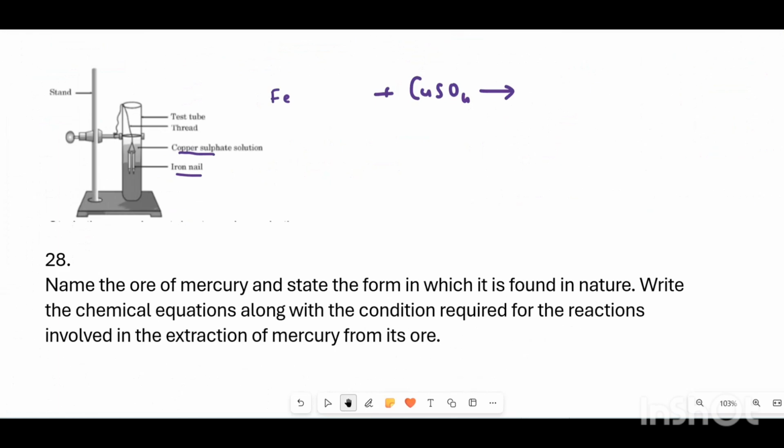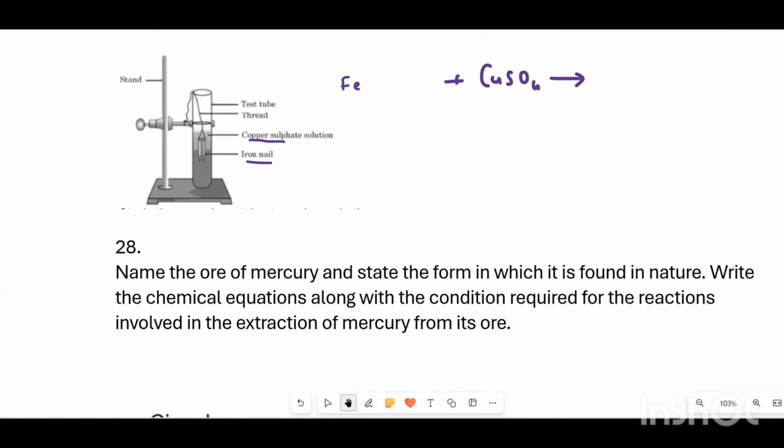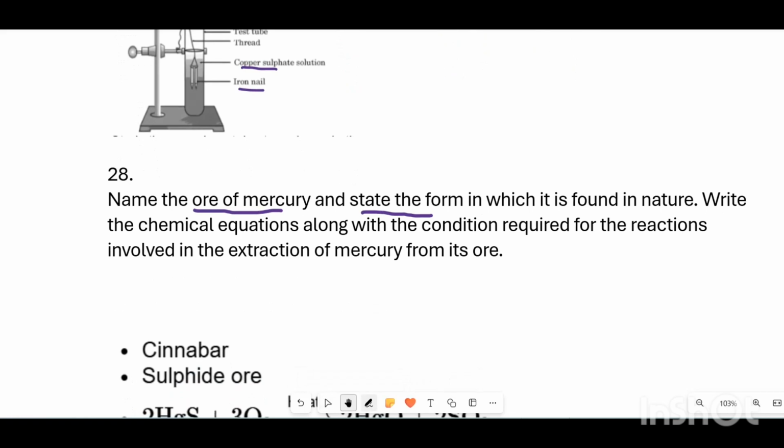Now, next question. So different question. Name the ore of mercury and state the formula. So ore of mercury is, as you know, cinnabar. Ore of mercury is cinnabar. Okay. And the formula is HgS. Mercuric sulfide it is. So state the form. It's a sulfide ore. I mean, cinnabar is a sulfide ore.